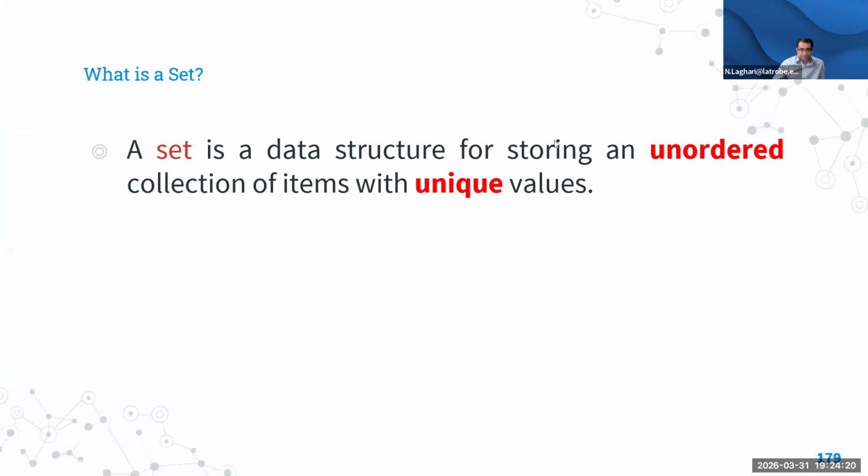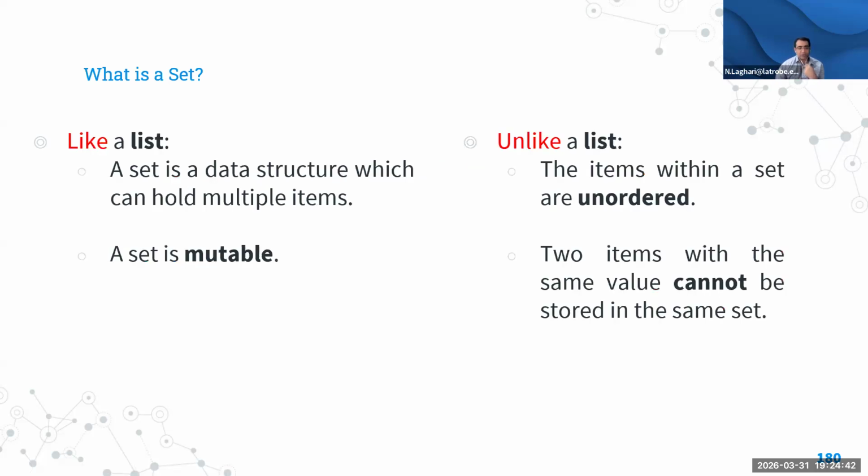So now set is another important data structure. So far we have seen lists. Now set is going to be a little bit different. So a set is a data structure for storing an unordered collection of items with unique values. There won't be any order present in sets, but they would be unique values. So you cannot have duplicates in one set.